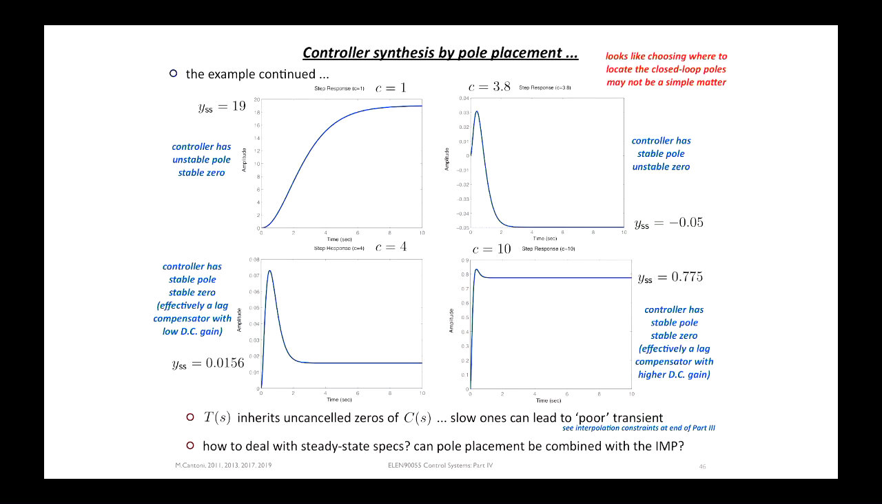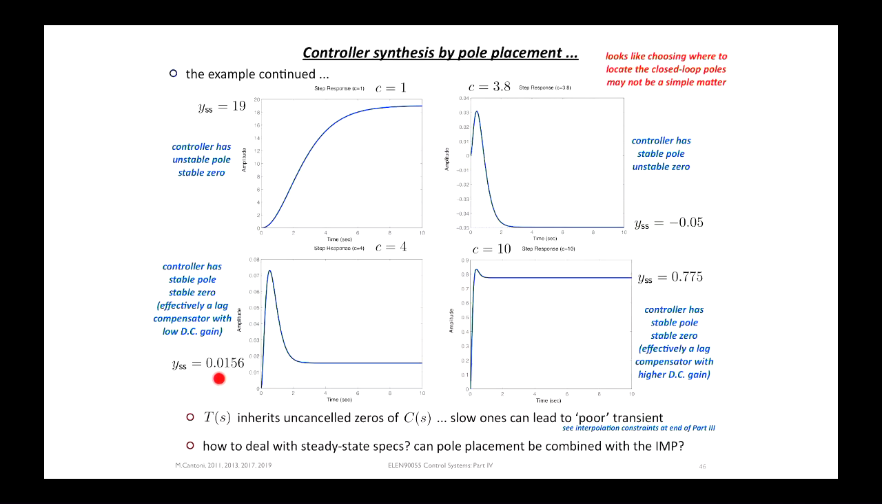With C equal to 3.8, we end up with the problem we saw before where it goes in the wrong direction. The steady state value is negative when we've put a positive step in for the reference. So it's not giving you very good reference tracking.